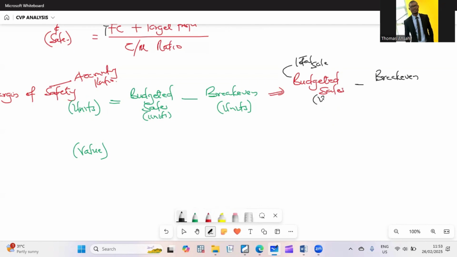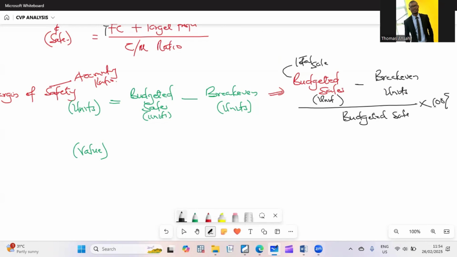So we are dealing with units here. The formula is the same thing, units, and you divide everything again by the budgeted sales, then multiply by what? 100%. Now, you see, it tells you the level you need to get so that you don't enter into a loss zone.